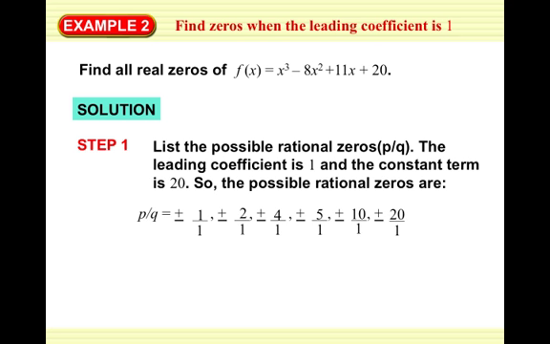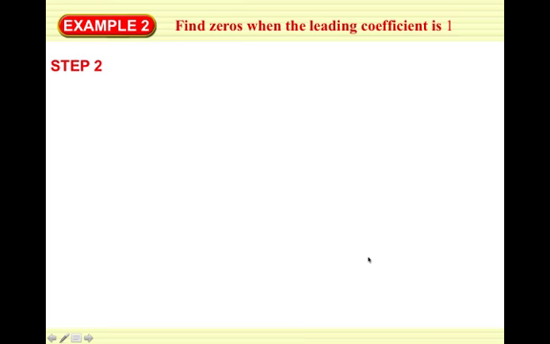So we do the p over q, okay? So our p's would be the factors of 20, and q's would be factors of 1, so it's just going to be 1. So here we've got our p over q, so you can see we've got all the factors of 20 over 1. So the possible values for x would be p over q, so it's going to be plus or minus 1, plus or minus 2, plus or minus 4, plus or minus 5, plus or minus 10, and plus or minus 20.